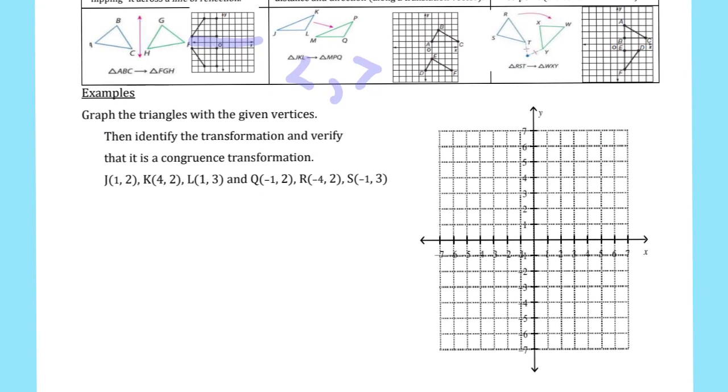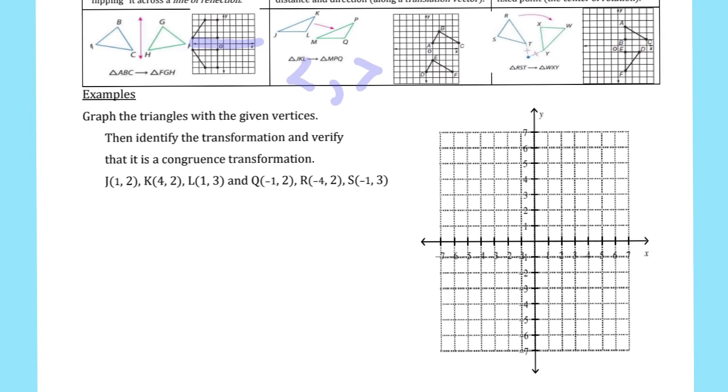Okay, so if we start with the points 1, 2, oops, I better get a writing utensil. Here you go. So 1, 2, got another new stylus, so we'll see if she's even better than the last one. This is going to be J, and then K is 4, 2. Okay, so that's K, and then L is 1, 3. Okay, yeah, it seems to be working much better.